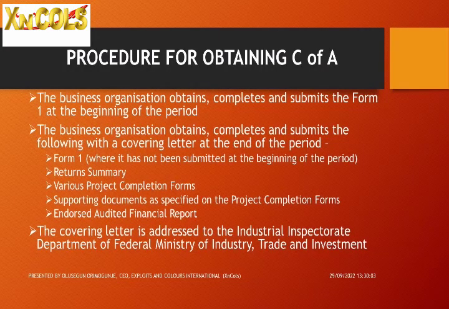Then you submit your return summary. You submit your project completion forms for the various categories. You submit your supporting documents as specified on the project completion forms. Each project completion form has documents that you attach to that category. Then you have the endorsed audited financial report. The covering letter is addressed to the Industrial Inspectorate Department of the Federal Ministry of Industry, Trade and Investment.